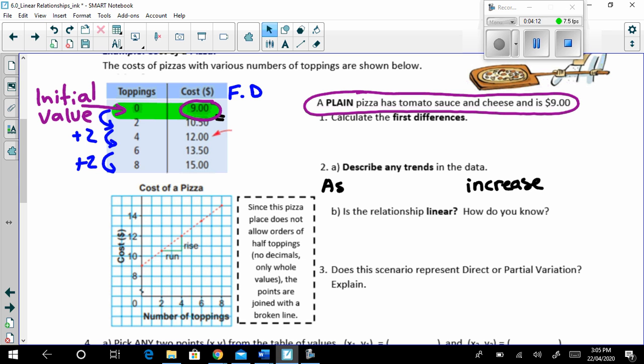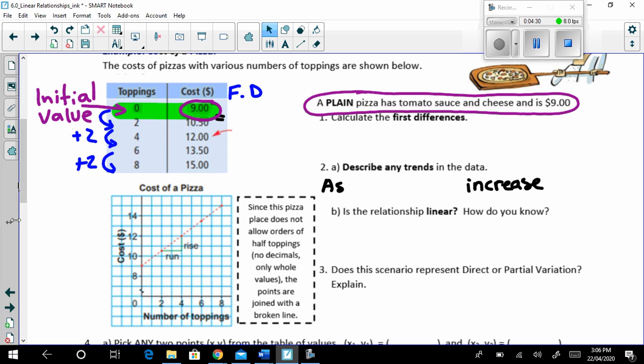Okay, 2B, I'm going to leave you to that one on your own. Okay, if you're not sure, look back on some previous notes or send me a message. Question 3, is the scenario direct or partial? Again, I'm going to leave you to that one on your own.